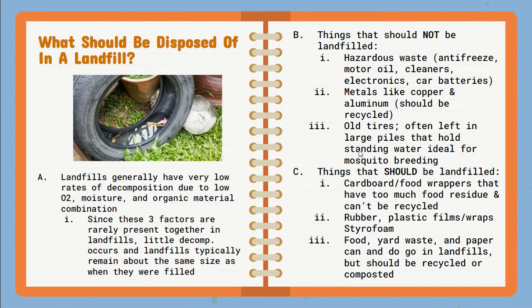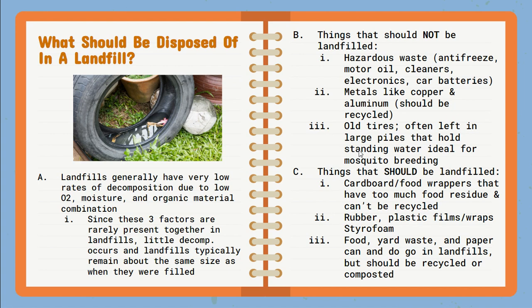So now, what should then technically be disposed of in a landfill, especially if it has the potential to contaminate things like groundwater and soil? So landfills generally have very low rates of decomposition because there is low availability of oxygen, moisture, and organic material combination to make it ideal. Since these three factors are rarely present all together, decomposition can happen quite slowly, so landfills can wind up filling up really, really quickly. So we need to be mindful of what we place in a landfill.